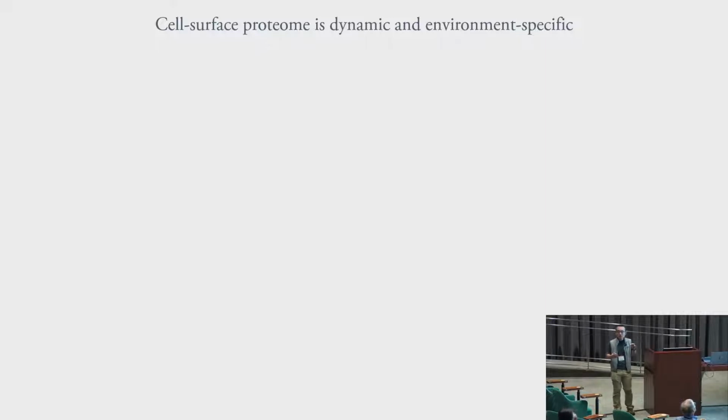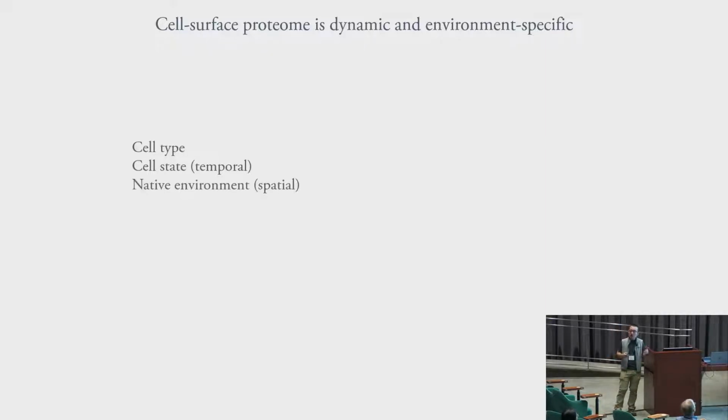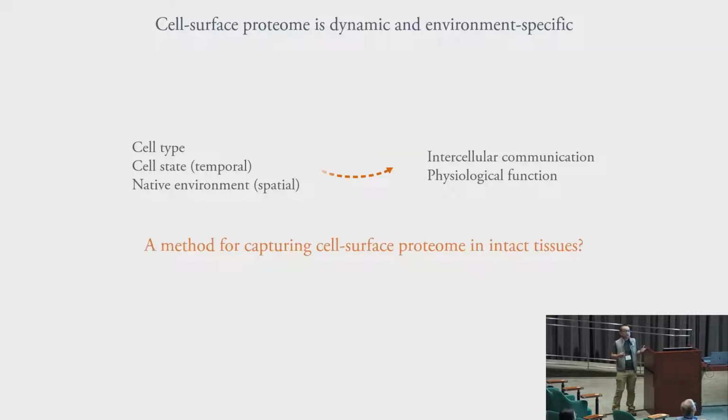But if we think about the tissue environment, it's a little bit more complicated. For any cell, its cell surface proteome is sensitive to and determined by many factors, including its cell type, its state at that time point, and its native tissue environment. As the gateway for mediating intercellular communications, the cell surface proteome is often carefully regulated to serve the physiological function of that cell at that time point. To study tissue biology, it would be nice if we can find a way to profile the cell surface proteome in the native tissue environment while preserving all those critical features listed here.